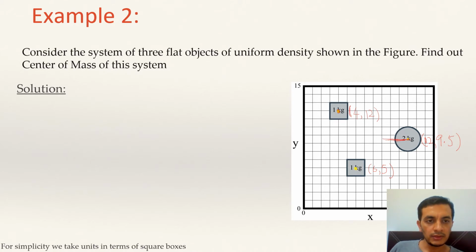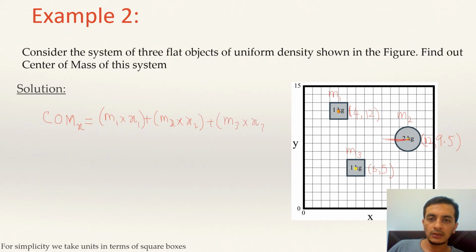Once we have measured the coordinates of these masses, the next step, you know what the formula is. We need to use the formula for the center of mass of the system. For the x coordinate, center of mass x is the distance times the mass. I call these m1, m2, and m3. So it should be m1 times x1 plus m2 times x2 plus m3 times x3, divided by m1 plus m2 plus m3.